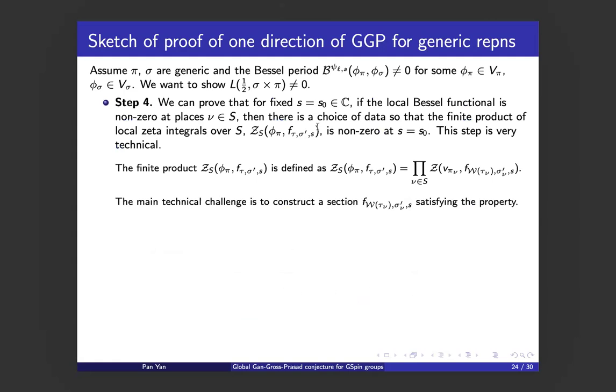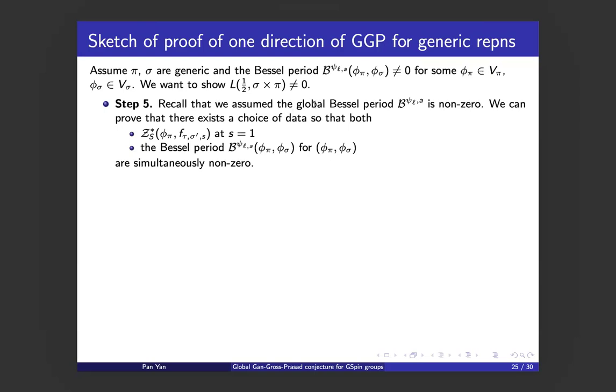Step 4, we can prove that if we are given a point s equals s0 in the complex plane, if the local Bessel functional is non-zero at all the places in capital S, then there's a choice of data so that the finite product of the local zeta integrals over capital S is non-zero at this given point s0. So this step is very technical, and the main technical challenge is to construct a section that gives a non-zero value to the local integral. So this is step 4.